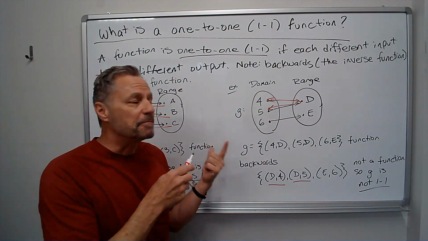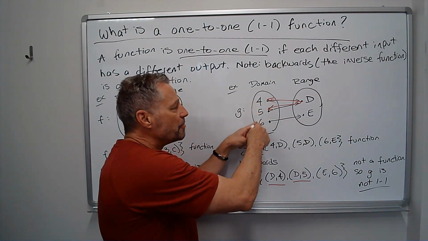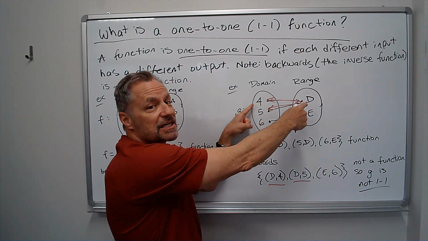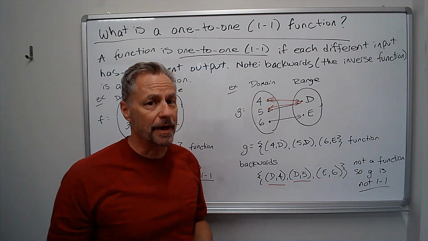It's really easy to see picture-wise because each thing in the domain went to one place, but each thing in the range didn't come from one place. So it's still a function, not one-to-one.